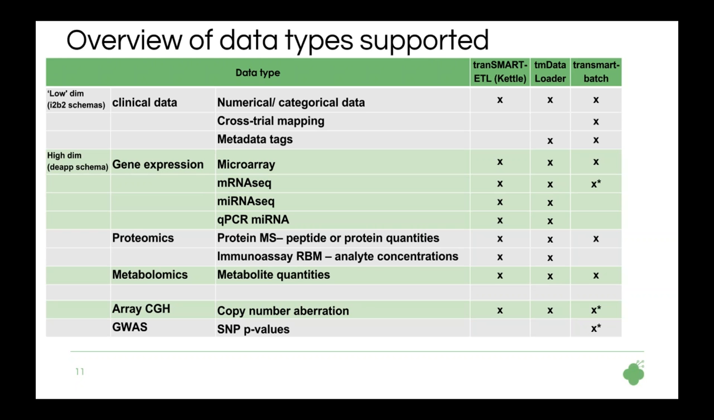Well, there's some differences here that you can see. For example, tranSMART ETL using Kettle doesn't support the upload of metadata or cross-trial, whereas the TM Data Loader does support metadata, and tranSMART Batch supports both. Other than that, the asterisks indicate recent development. And as some of you might know, tranSMART Batch is quite a recent development, started I think at the beginning of last year, but we're trying to keep up with all the data types that are available.